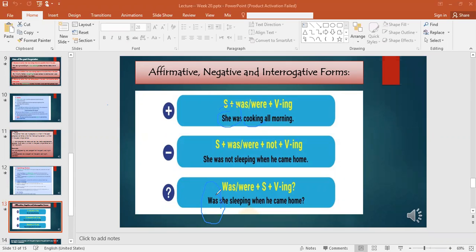If we said they were playing video games, who can change the sentence into the negative? Let me choose somebody else. I want all of you to share, so I'm going to choose someone who hasn't shared. Lin Shibani. So they were playing video games. May you please change it to the negative form? They were not playing video games.